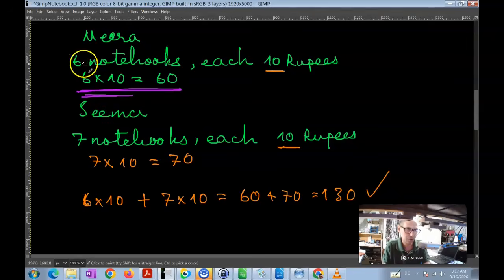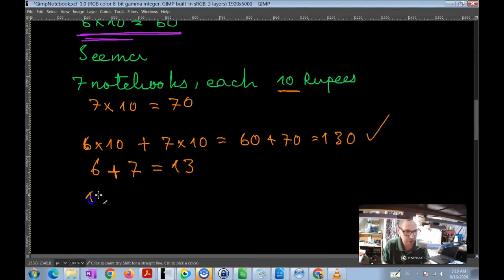So I can first add the number of notebooks together, meaning that I bought 6 notebooks over here, and then I bought 7 notebooks over here, and so that's the same thing as 13 notebooks. And because each notebook costs 10 rupees, I bought 13 notebooks, and each of the notebooks is going to cost 10 rupees. That's going to be 130 rupees, which is the exact same thing that we got over here, right?